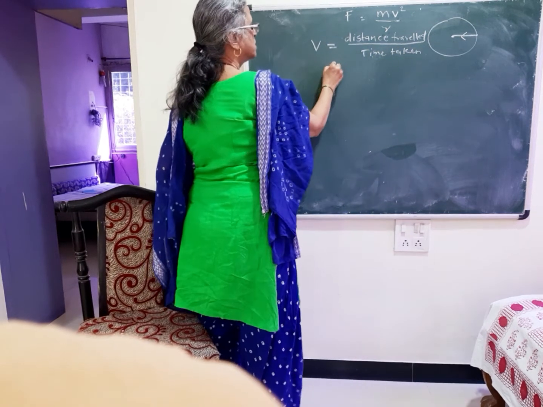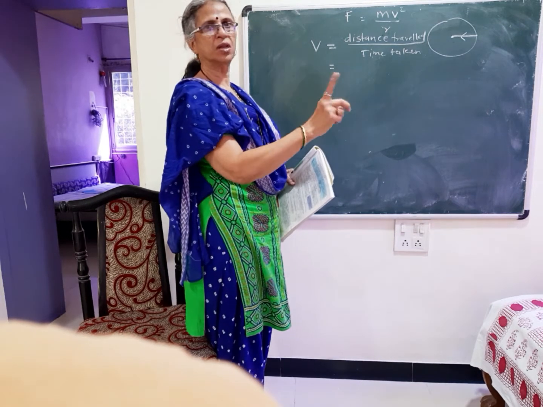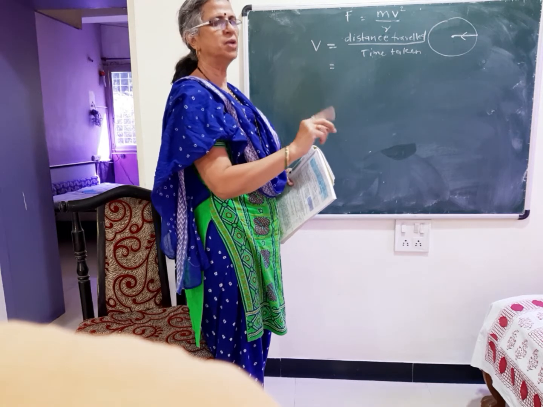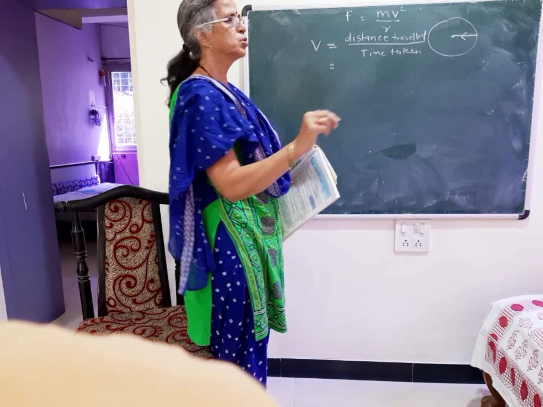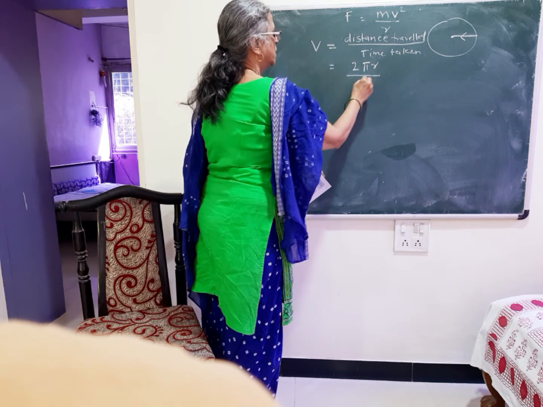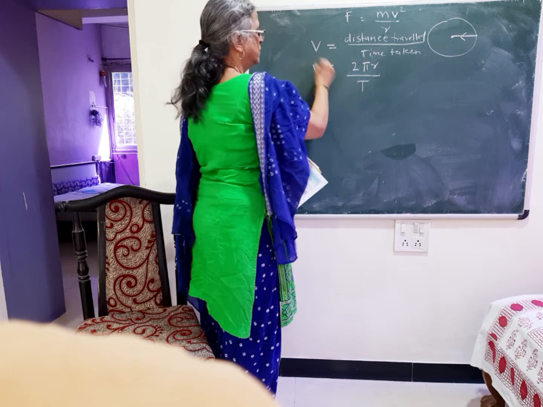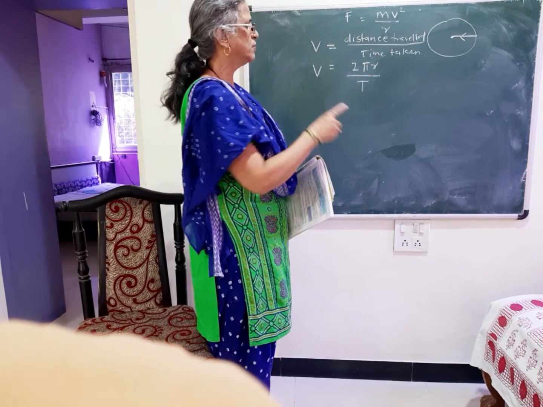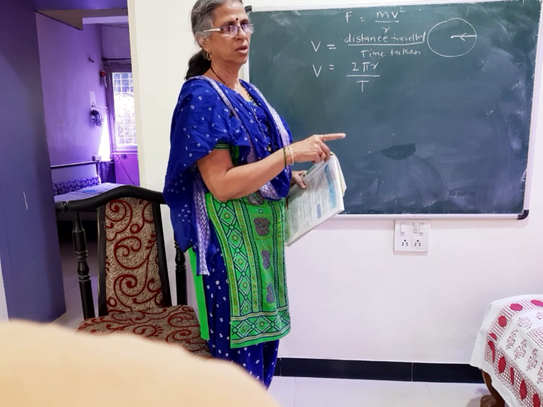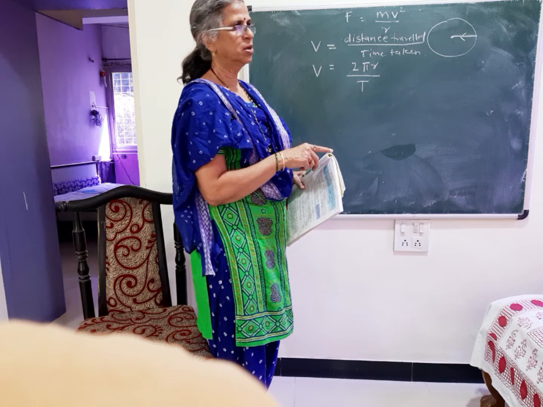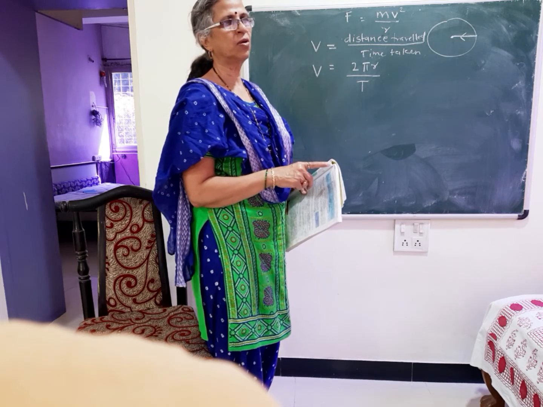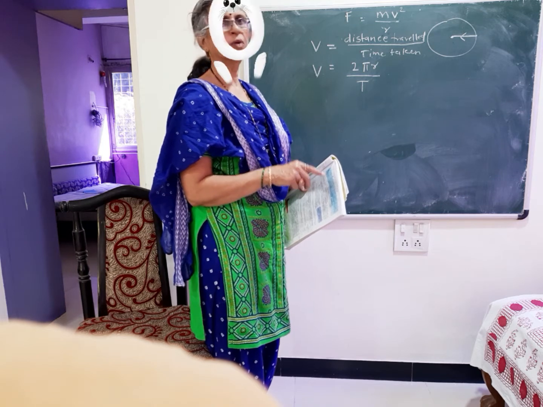So here, distance travelled by the planet around the sun means it is the perimeter of the circle. Perimeter of circle means circumference, which is 2 pi r, and time taken will be capital T, which is the time taken for one revolution by the planet around the sun. Followed?